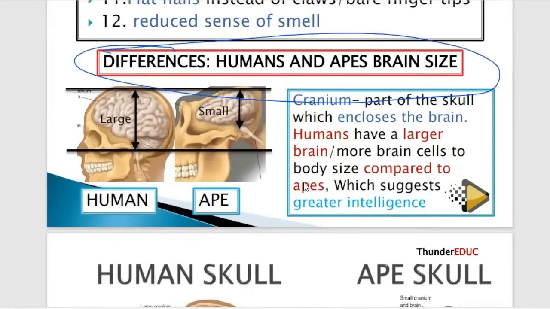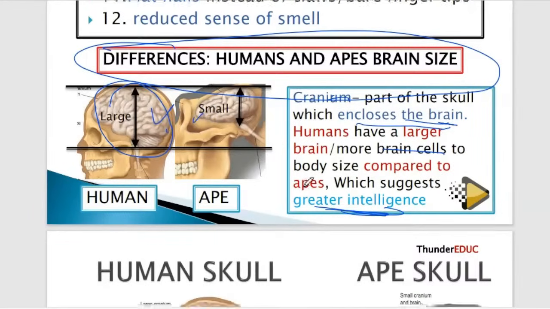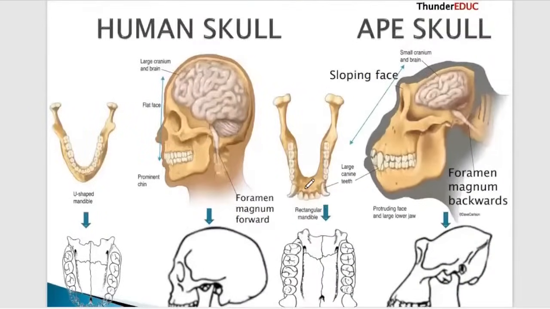Guys, this is the difference. How does the cranium lead to intelligence? We say that a large cranium means a large number of brain cells, which means higher intelligence. If you have a large cranium, it encloses a large number of brain cells, and the more brain cells, the higher the intelligence. So basically, that's how you can explain how the cranium is linked to intelligence: large cranium, more brain cells, higher intelligence.